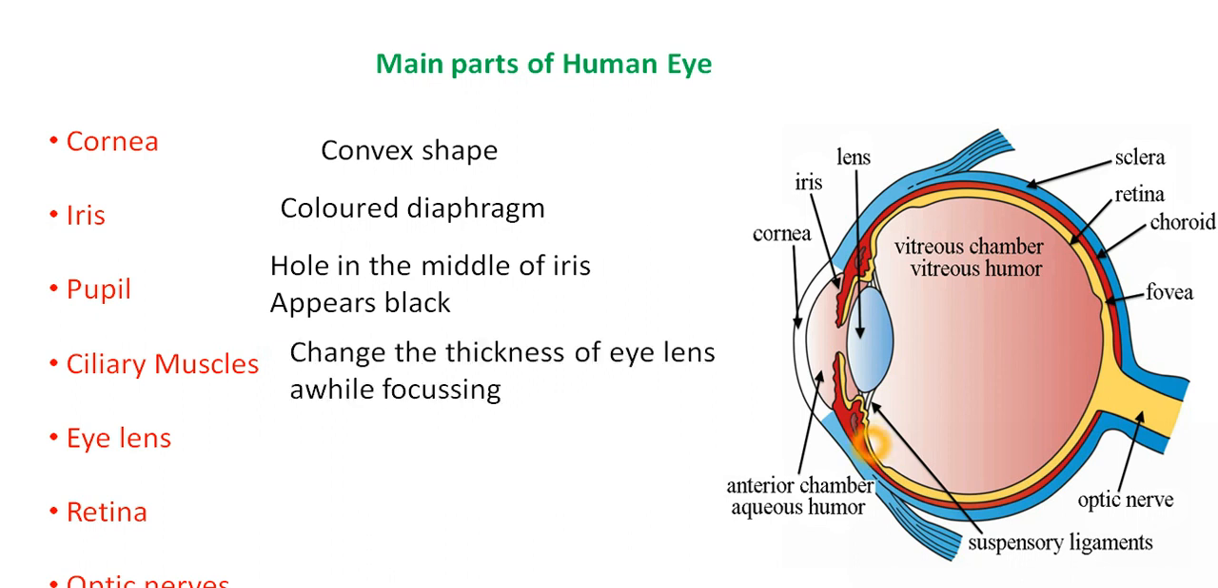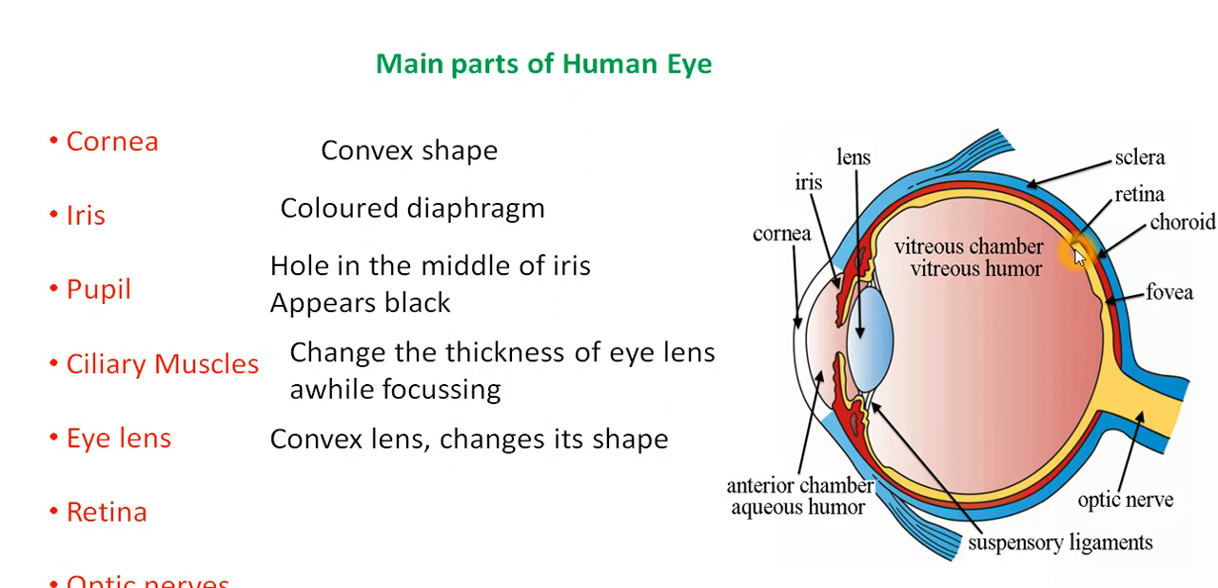These ciliary muscles change the thickness of eye lens while focusing. You can say the focal length of eye lens can be changed by changing its shape with the help of ciliary muscles. And in this respect, eye differs from a camera. The focal length of the convex lens used in a camera is fixed, and that cannot be changed. But the focal length of the convex lens present inside the eye can be changed by the action of ciliary muscles.